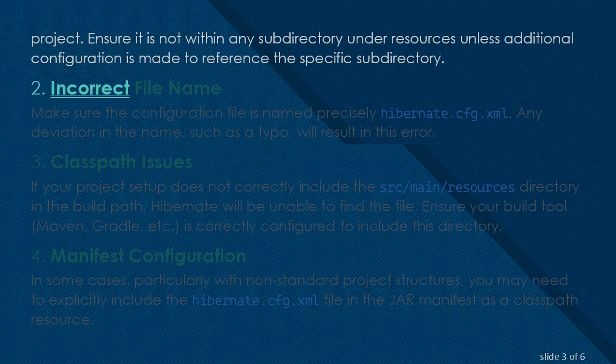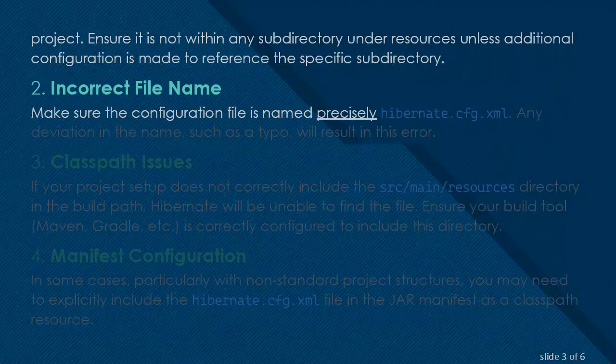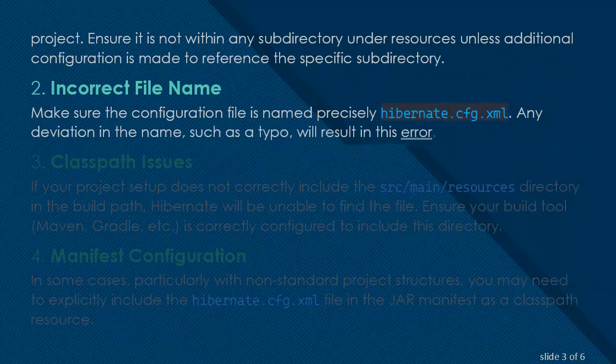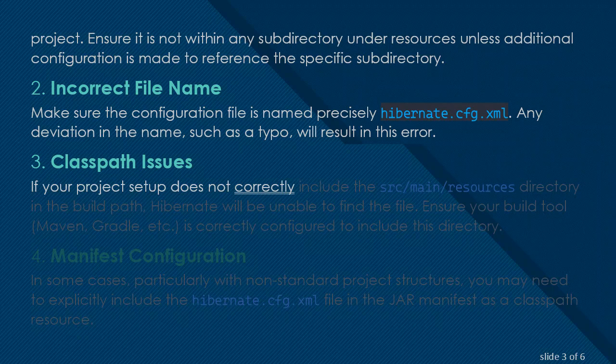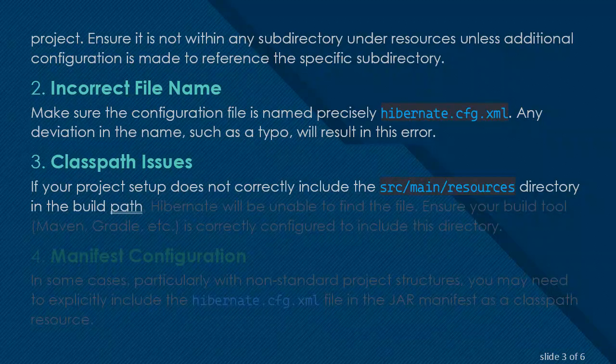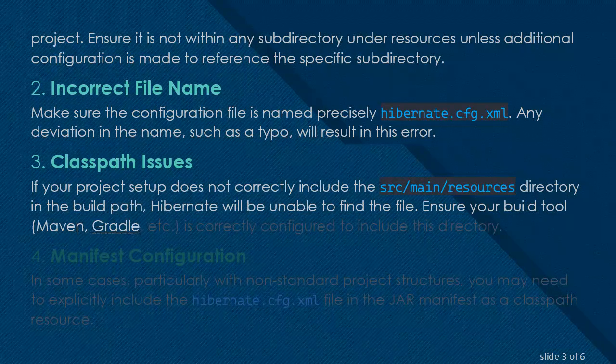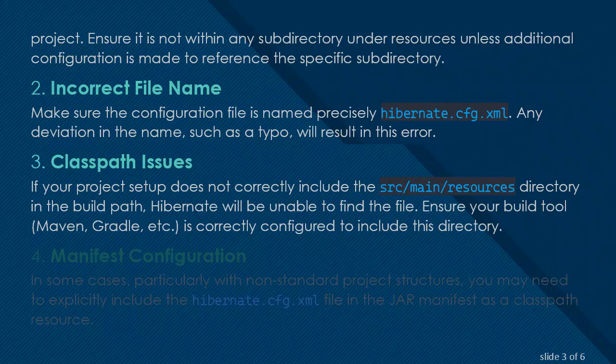2. Incorrect file name. Make sure the configuration file is named precisely hibernate.cfg.xml. Any deviation in the name, such as a typo, will result in this error. 3. Class path issues. If your project setup does not correctly include the src/main/resources directory in the build path, Hibernate will be unable to find the file. Ensure your build tool, Maven, Gradle, etc., is correctly configured to include this directory.